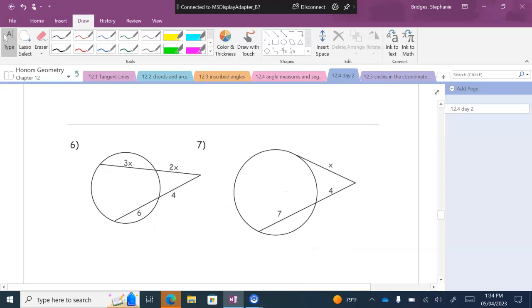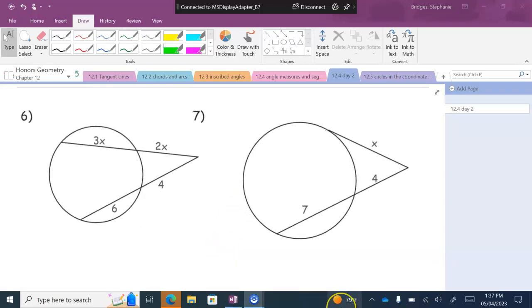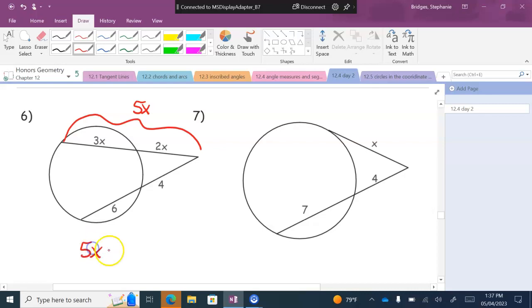Oh, okay. I want you to try 6 and then we'll talk about 7. Okay, take a minute, try. What do you do? You add them. So if I add 3x plus 2x, that gives me 5x. Okay, so that's the first mistake some people are making. They're saying it's 6x. So we're going to take the whole piece 5x times what is the outside piece?